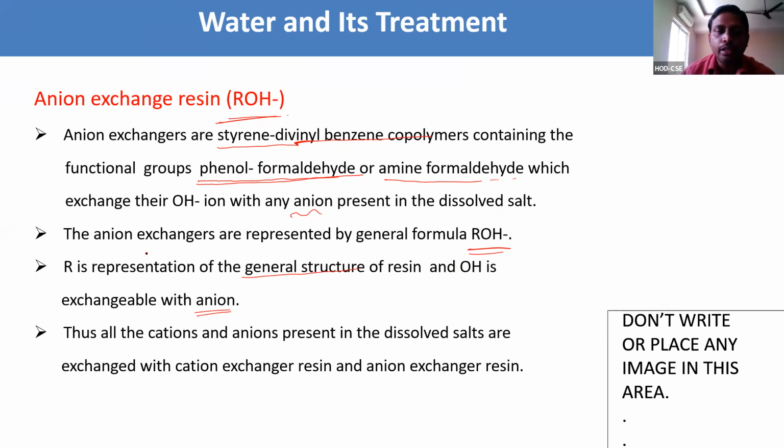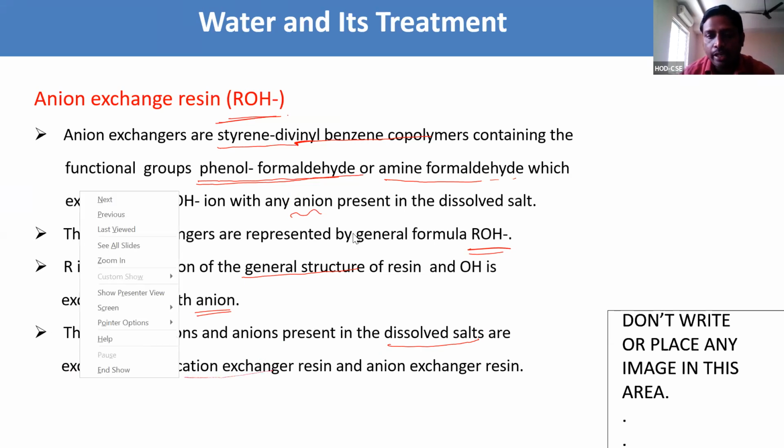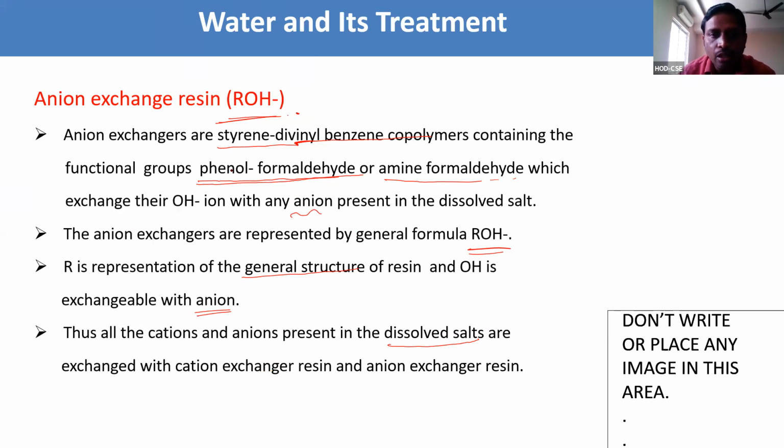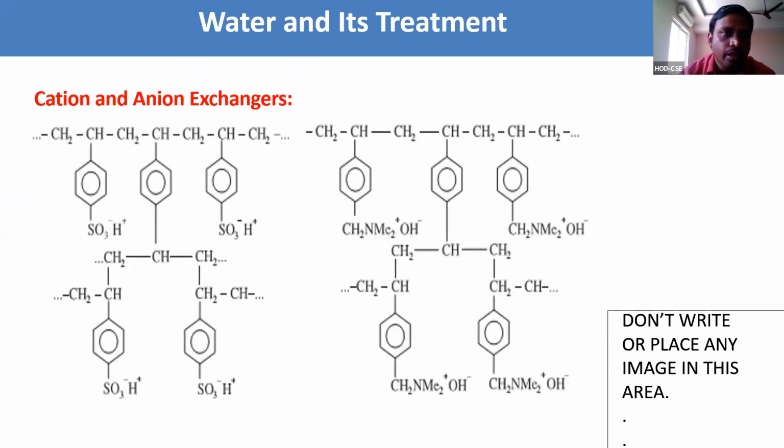exchange of anions. Thus, cations and anions present in the dissolved salts are exchanged with the cation exchange resin and anion exchange resin. This is the structure of cation exchange resin and anion exchange resin.